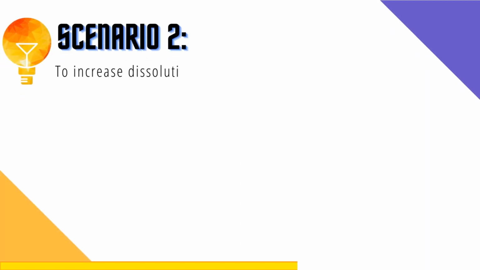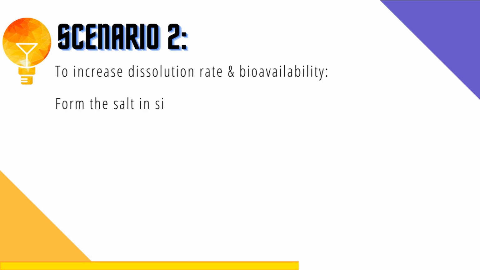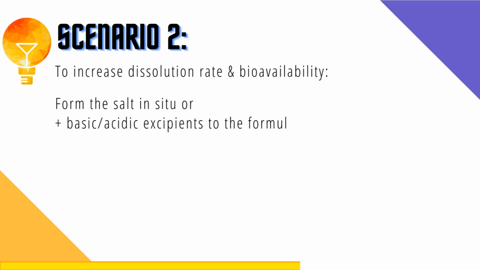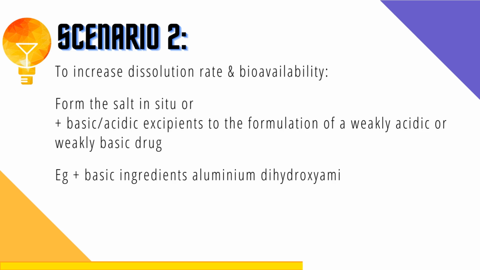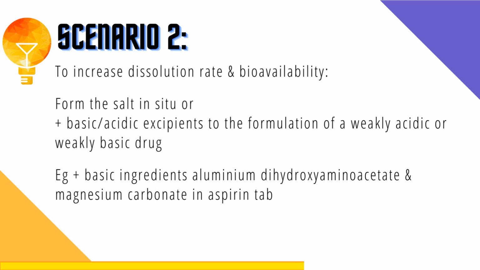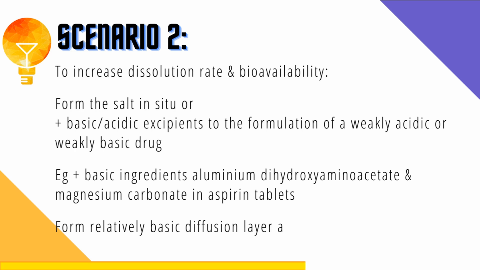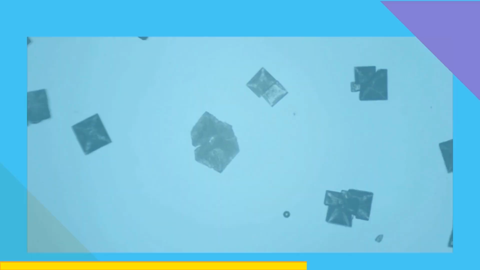Another way to form salts with high dissolution rate and bioavailability is to formulate in situ, or basically to add a basic excipient to the formulation of a weak acid drug, or to add an acidic excipient to weakly basic drugs. For example, addition of basic ingredients such as aluminium dihydroxyaminoacetate and magnesium carbonate to aspirin tablets could form a relatively basic diffusion layer around the dissolving particles to allow it to dissolve faster.